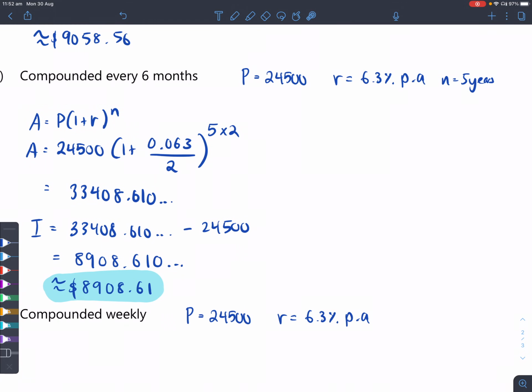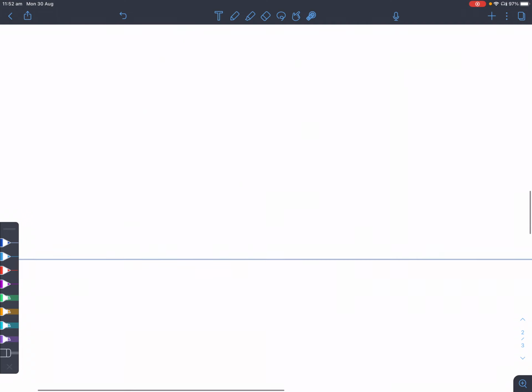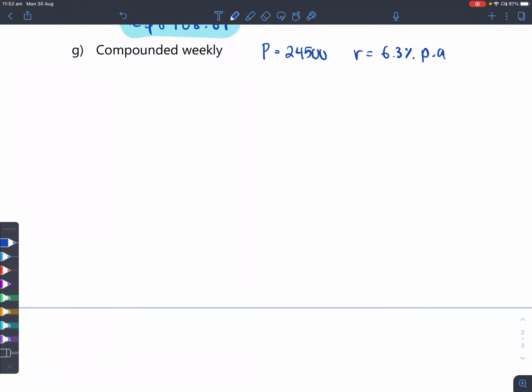All right, so again, compounding every 6 months means half yearly. But what about this one? If we compounded weekly, what's going to happen? You'll have A is equal to P bracket 1 plus R to the power of n. You'll get your principal as 24,500 and 5 years. Okay. So what's 1 plus the rate, which in this case is 6.3%, we're going to write 0.063.